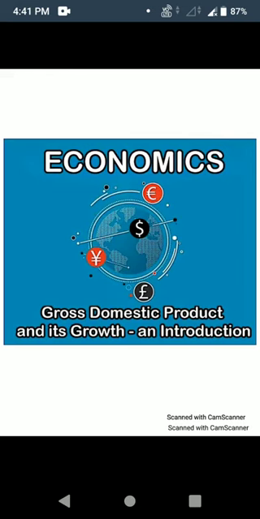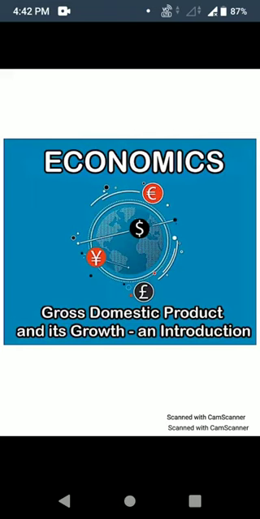Okay, economics lesson 1, gross domestic product and its growth and introduction. In that part, we are going to learn gross domestic product, GDP. Today's class, I am going to talk about gross domestic product. What is GDP? And methods of calculating GDP. How to calculate GDP? What are the methods of calculating GDP? Next one, importance of GDP. Next, limitations of GDP. These things only we are going to learn in today's class.